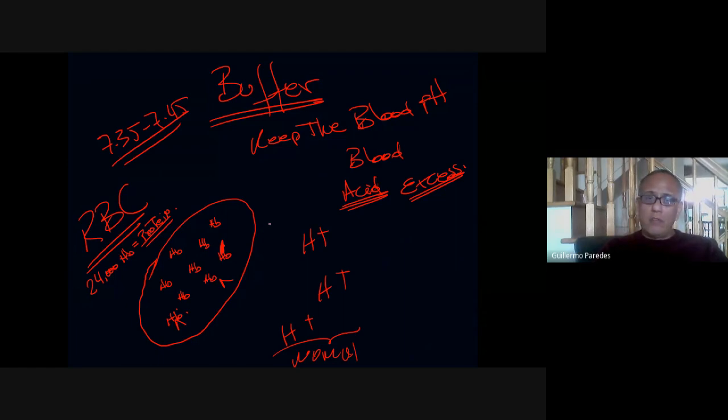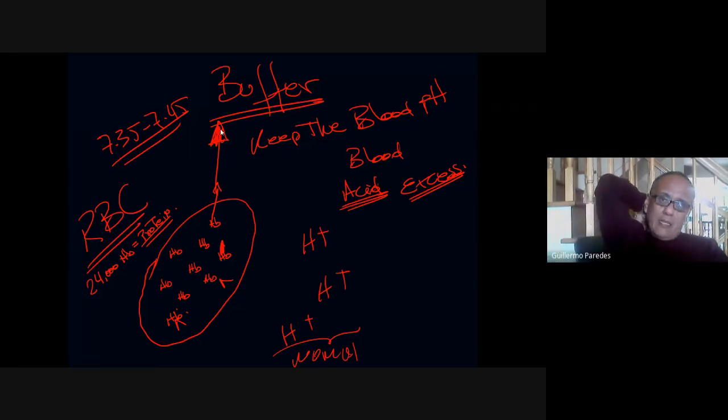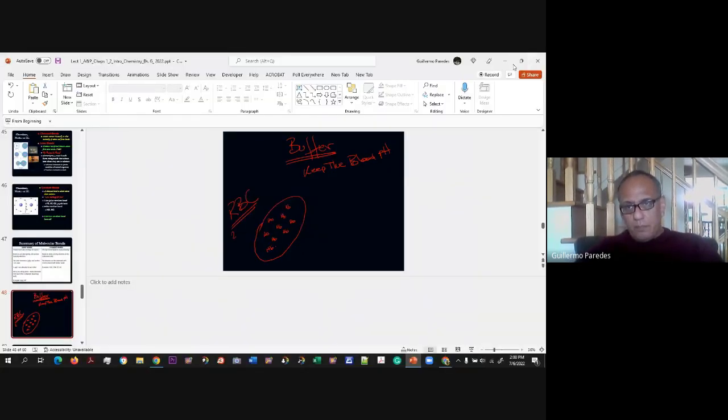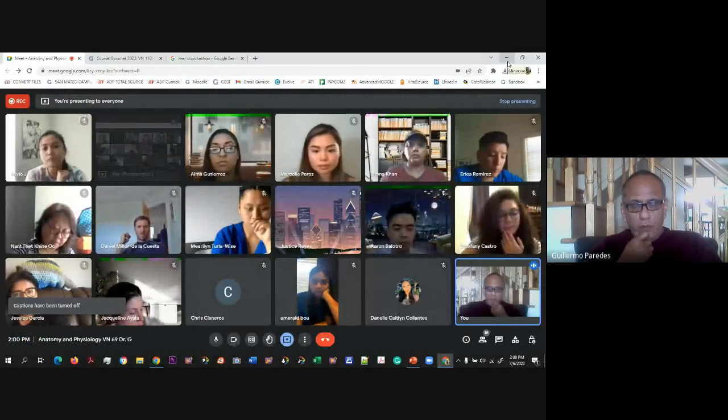In this process, to keep the balance of the pH in blood, this hemoglobin is called a buffer. So when you have an imbalance of acid or alkaline, buffers are going to help keep the normal pH of blood as before. You okay with that? Yes. Okay. So that's all I have for you today.